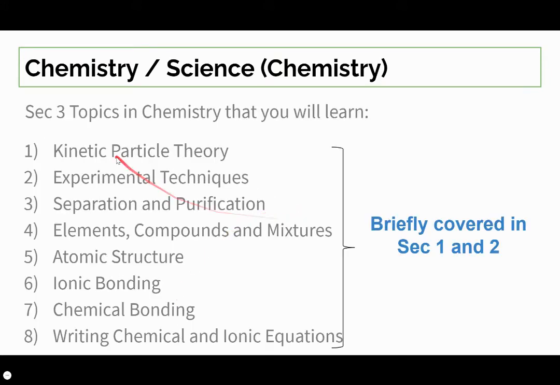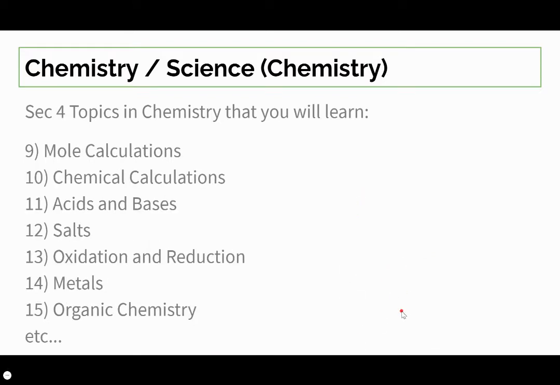So these are the Sec 3 topics in chemistry that you will learn: kinetic particle theory, experimental techniques, separation and purification, elements, compounds and mixtures, atomic structure, ionic bonding, chemical bonding, writing chemical and ionic equations, and they were all briefly covered in Sec 1 and 2. The Sec 4 topics that you will learn will be mole calculations, chemical calculations, acids and bases, salts, oxidation and reduction, metals, organic chemistry, and air.